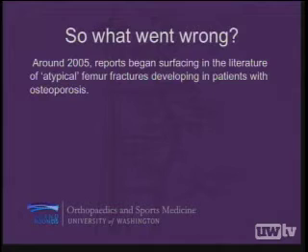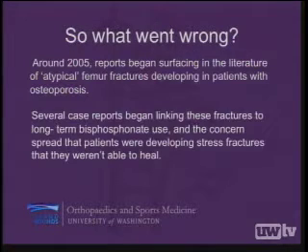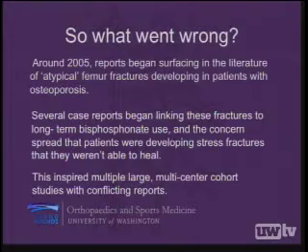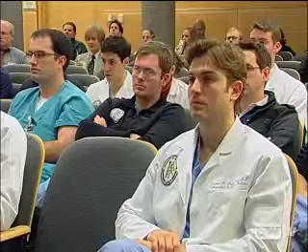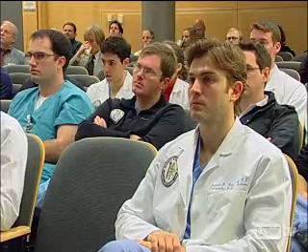So what went wrong? Around 2005, reports began surfacing in the literature of these atypical femur fractures with osteoporosis. And there were some concerns that these were fragility fractures and stress fractures that the patients weren't able to heal because of their bisphosphonate use. This started a large number of multi-center cohort studies, all with conflicting reports.